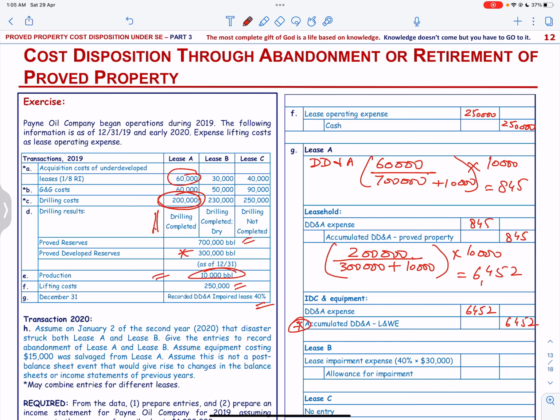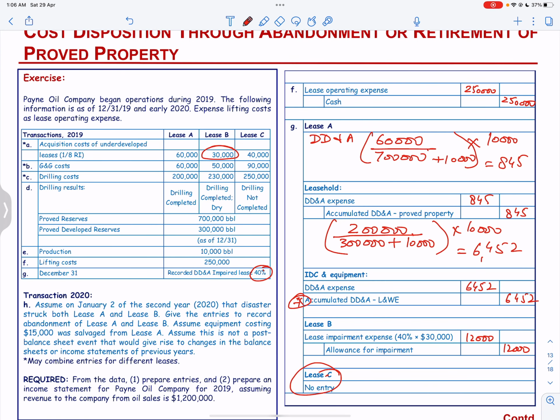Now for lease B, it was complete and it was dry, and when it is dry, there has to be an impairment, and impairment will be 40% on 30,000. So this is going to be 12,000, and allowance is going to be credited by 12,000. There will be no entry for impairment because it is incomplete as far as lease C is concerned. And so we have A, B, C, D, E, F, G, and we will go for H on the next slide.